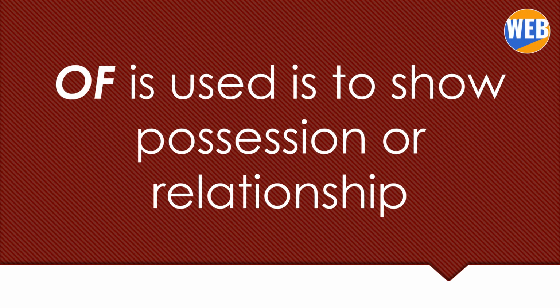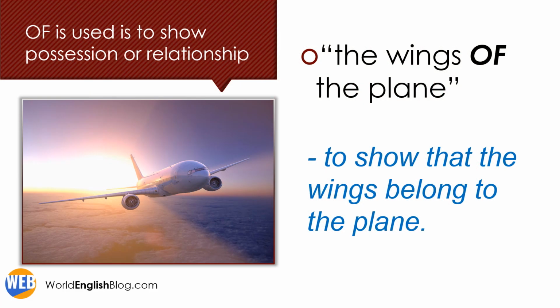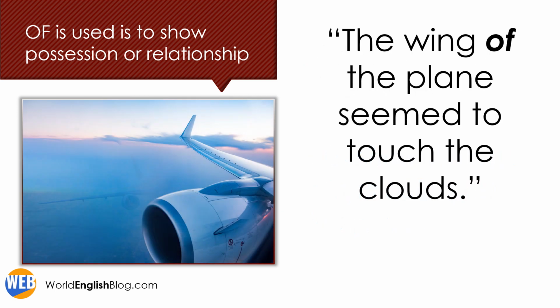One way that of is used is to show possession or relationship. For example, you can say the wings of the plane to show that the wings belong to the plane. The wing of the plane seemed to touch the clouds.